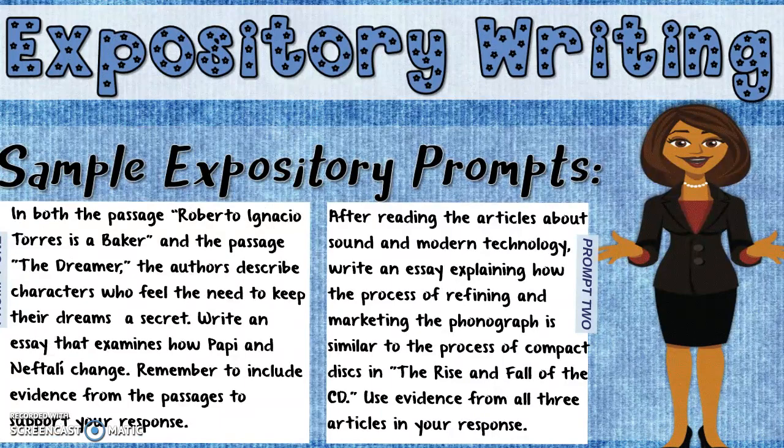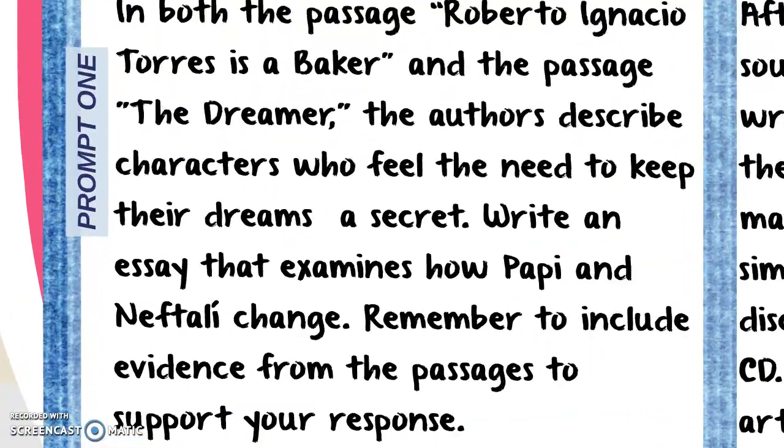There are many prompts, so I can't give you a little hint on this, but I'm just going to talk to you about 2 prompts. So let me read 2 of them to you, and this is how you'll know, hey, this is an example of an expository writing prompt. In both the passage, Robert Ignacio Torres is a baker, and the passage, The Dreamer, the authors describe characters who feel the need to keep their dreams a secret. Write an essay that examines how Poppy and Nefertali change. Remember to include evidence from the passages to support your response. You're basically telling me how they both change, and you're putting that in your essay and talking about how the authors basically do the change.